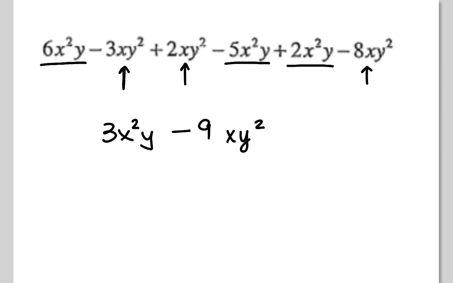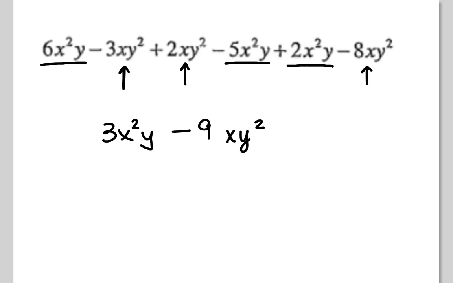So it's 3x squared y, take away 9xy squared. You have to think of the coefficient as like a weight. The weight. X squared y, how many of those do you have? You have 3 of them. Xy squareds, how many of those do you have? You have minus 9 of them.